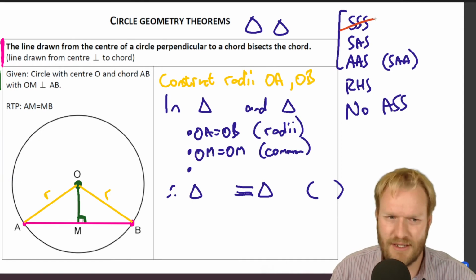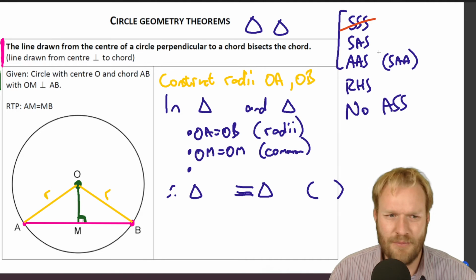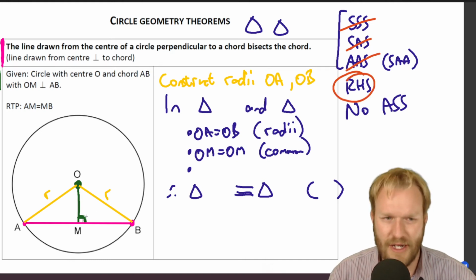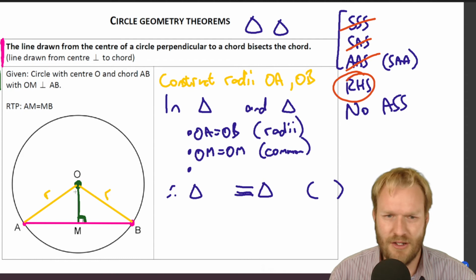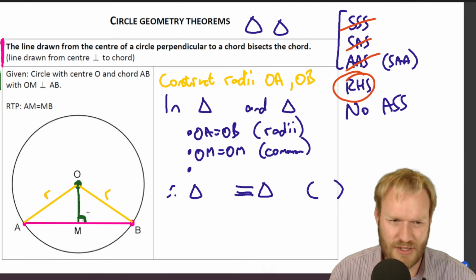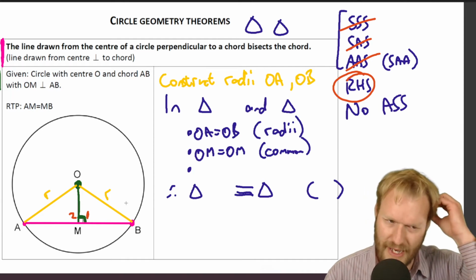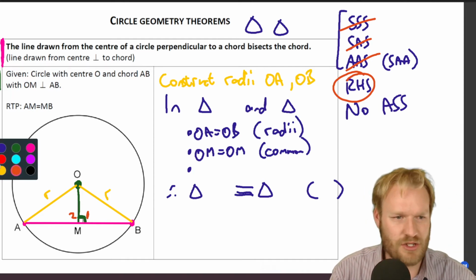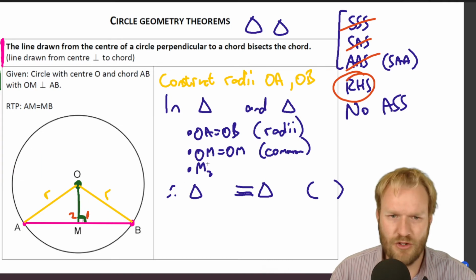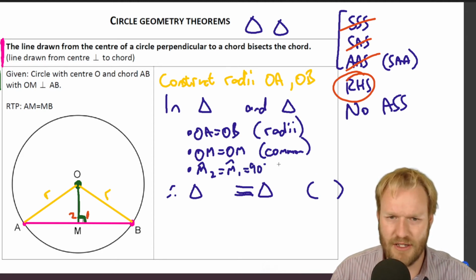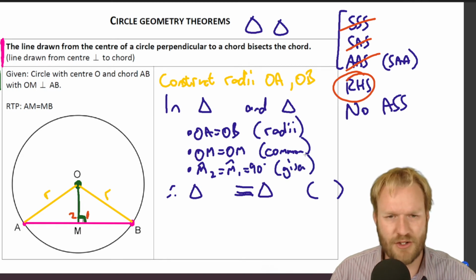Well, we're not going to use side, side, side because we don't know anything about the third side. Angles, it doesn't seem like we know much about angles at all except for this 90 degrees. So we're not going to use those. We're going to use right angle, hypotenuse, side. So the other part of the puzzle, I think it's easier to just write a 1 and a 2. So we can call that angle M1 and M2. And I'm going to say that for our last bit, M2 equals M1 and equal to 90 degrees, and we were given that bit of information.